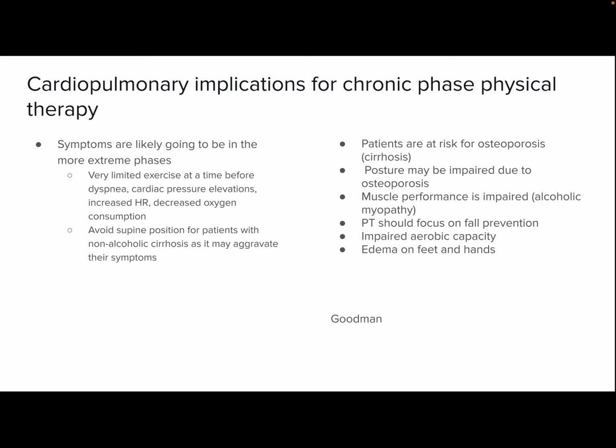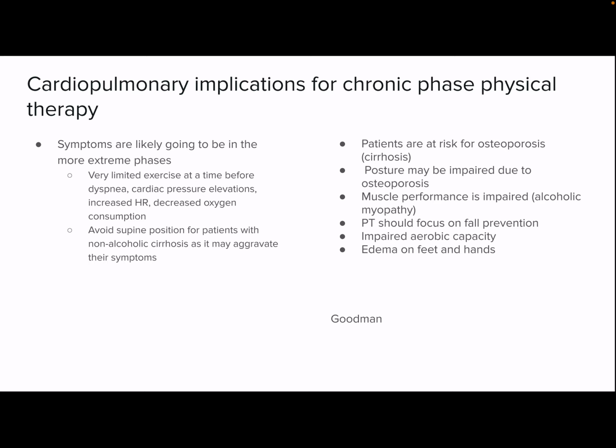Cardiopulmonary implications for chronic phase physical therapy are that you need to know that symptoms are likely going to be in the more extreme phases. There is very limited exercise at this time before you get to dyspnea. And then the cardiac pressure elevations increase heart rate and decrease oxygen consumption. So you need to avoid the supine position for patients with non-alcoholic cirrhosis, as it may aggravate their symptoms.